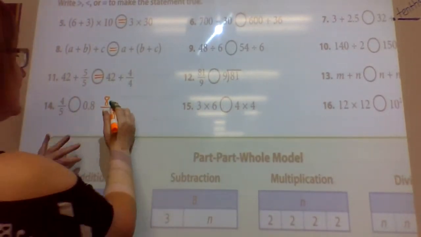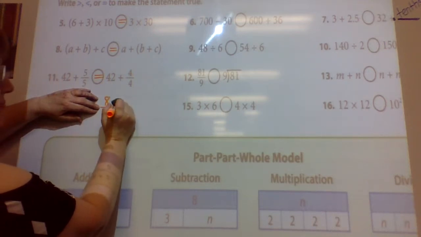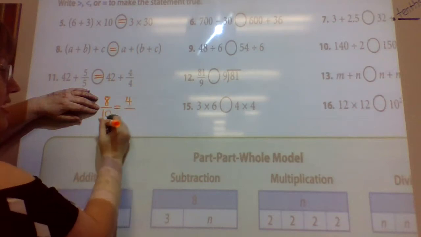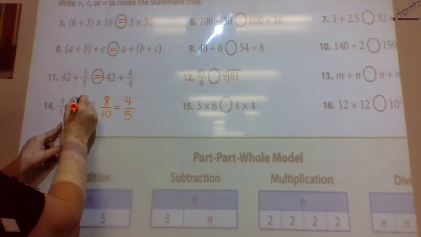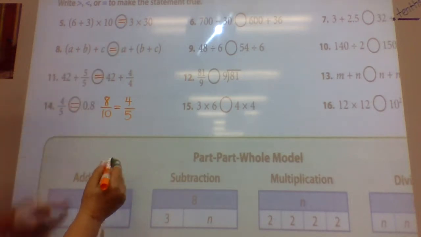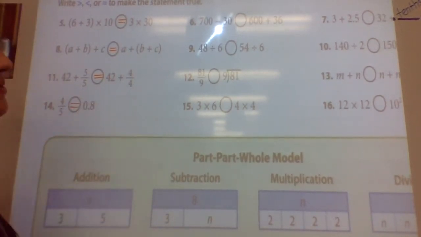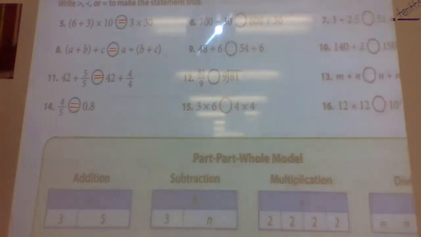All right, so 8/10. Now, if we were going to reduce this, we divide both of them by 2. 8 divided by 2 is 4. 10 divided by 2 is 5. So look, 4/5 equals 4/5, and that means all of these were equals, which I checked, and it's right. That is correct. But the next two columns are not all equals, just some of them.